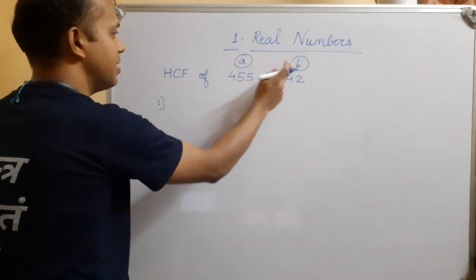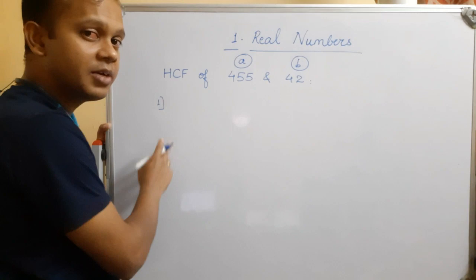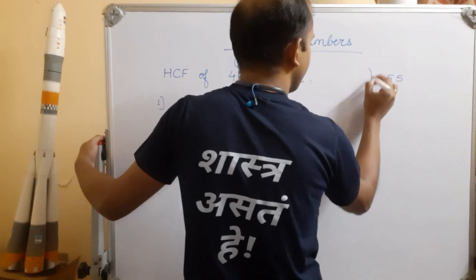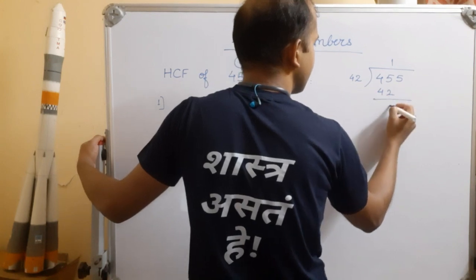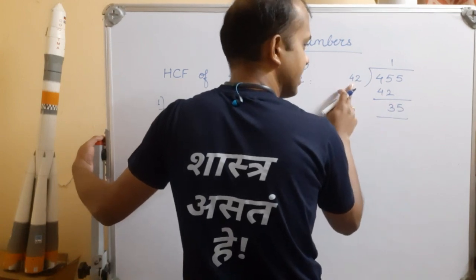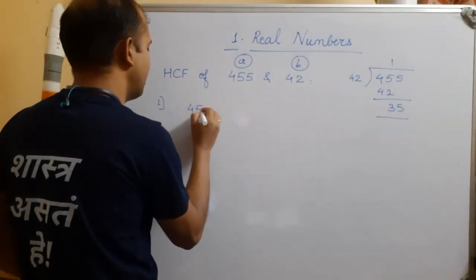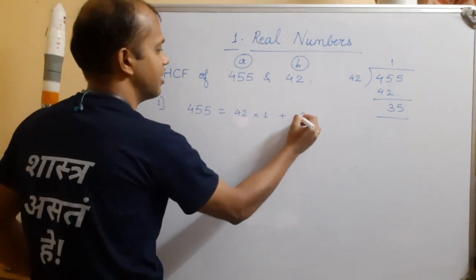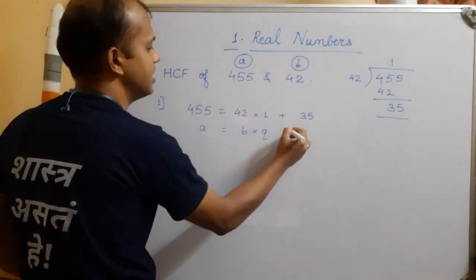So if you divide A by B, you will get a quotient and a remainder in the form A is equal to BQ plus R. That is the statement that we want to find out through this. So let us divide 455 by 42 in our rough work. 42 ones are 42, remainder is 35. Now remember the condition, the remainder should be smaller than the divisor. This is where you stop the division. So we can write 455 according to the lemma as equal to 42 times 1 plus 35. So this is again of the form A is equal to B into Q plus R.